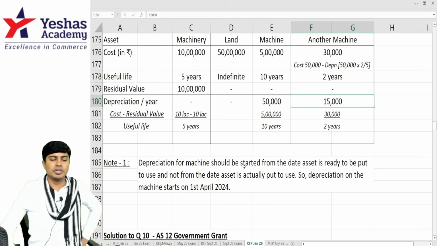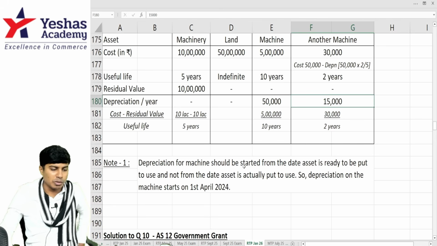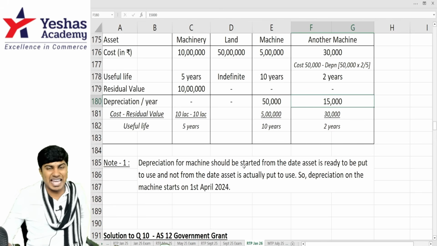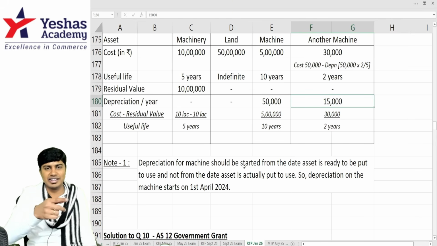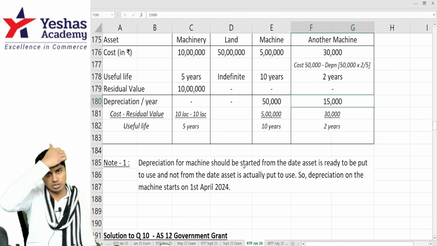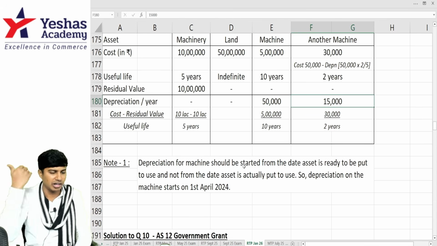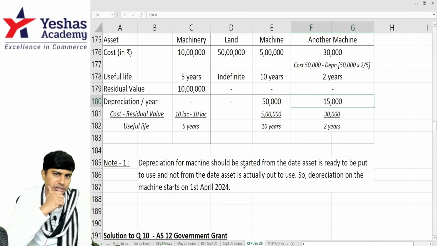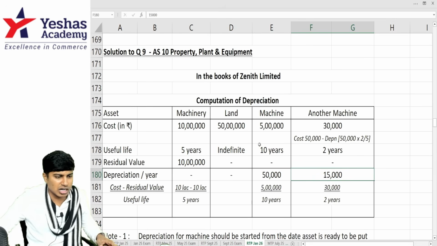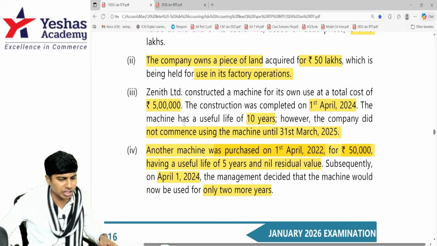I've also mentioned a note here. Depreciation for the machine should start when the asset is ready to be put to use, and not from when it is actually put to use. So the fact that it has not been put to use in that machine case is not significant and is not considered in the answer at any point. This is the answer on the Accounting Standard 10 question, which is question number 9.